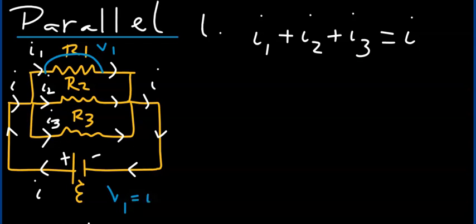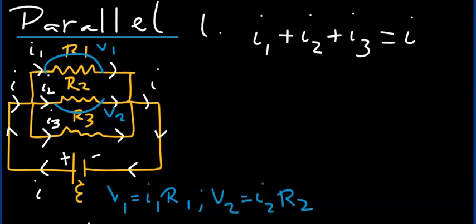V1 is quite simply I1 times R1. Likewise, the potential difference across R2, let's call that V2, is I2, the current through that resistor, times the resistance of that resistor, according to Ohm's law. And finally, the potential difference across resistor R3, let's call it V3, is quite simply I3 times R3.